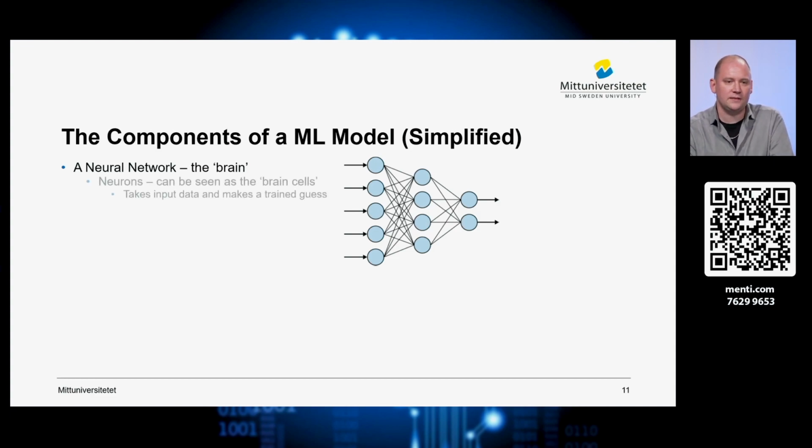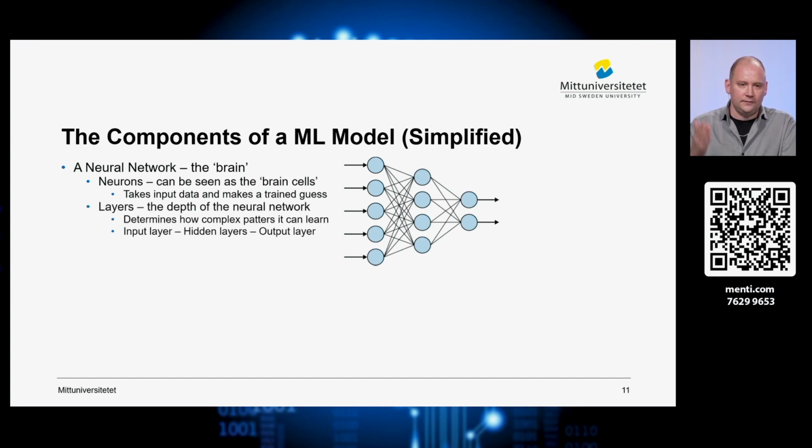And then the parts of this is that we have the neurons, which can be seen as sort of the brain cells of this brain. So that we are programmed this model, the model is the brain. We have these blue circles, as you see here on the screen. Those are sort of the brain cells of this model. And these sort of take input data and make a trained guess out from themselves.